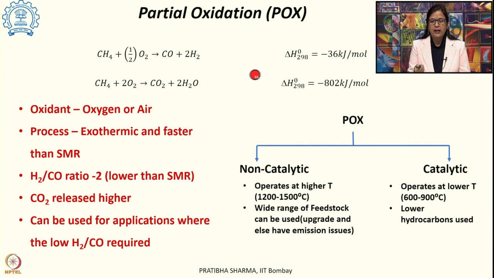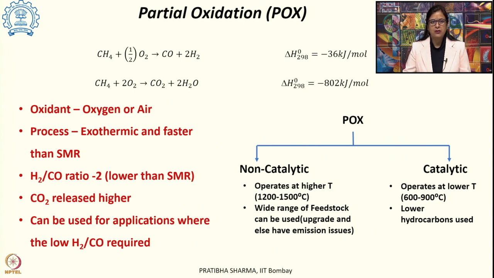And the delta H value suggests that this is an exothermic reaction. So, the partial oxidation of hydrocarbon, herein the reaction is mentioned for methane, to produce syngas is an exothermic reaction, and this can occur in the presence of an oxidant. It can be oxygen or air. This is faster than steam methane reforming because the reaction operating conditions are very high temperatures and the reaction kinetics are favored under those conditions.